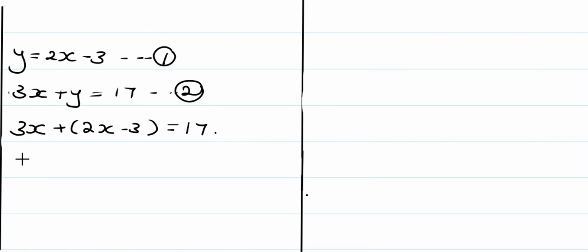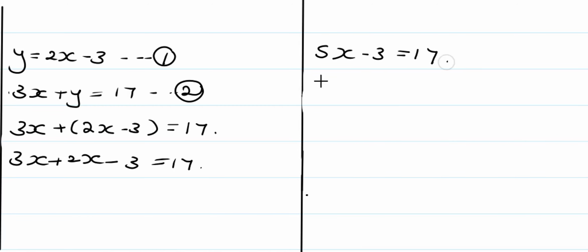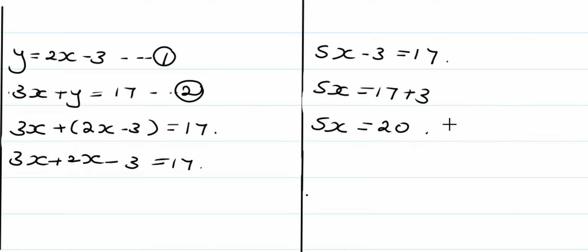Like that. Then we open the brackets as usual, 3x plus 2x minus 3 is equals to 70, like that. Then 3x plus 2x is 5x, then minus 3 is equals to 70. Then 5x is equals to 70 plus 3. I took this 3 on the other side. Then from there we have 5x is equals to 20. So if 5x equals to 20, then x equals to 20 divided by 5, which is 4.